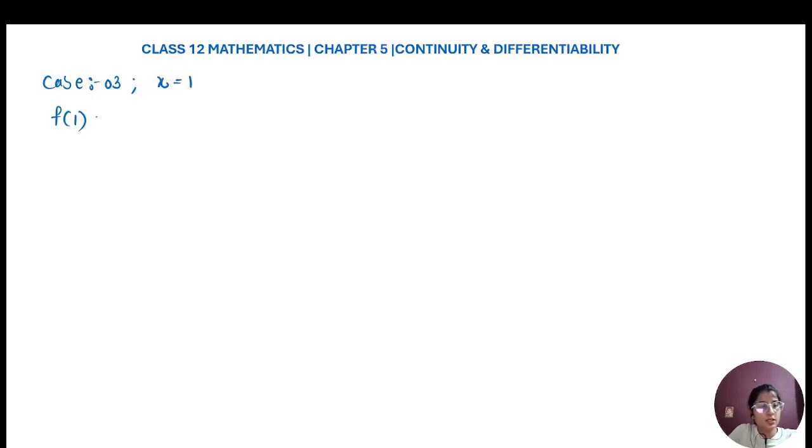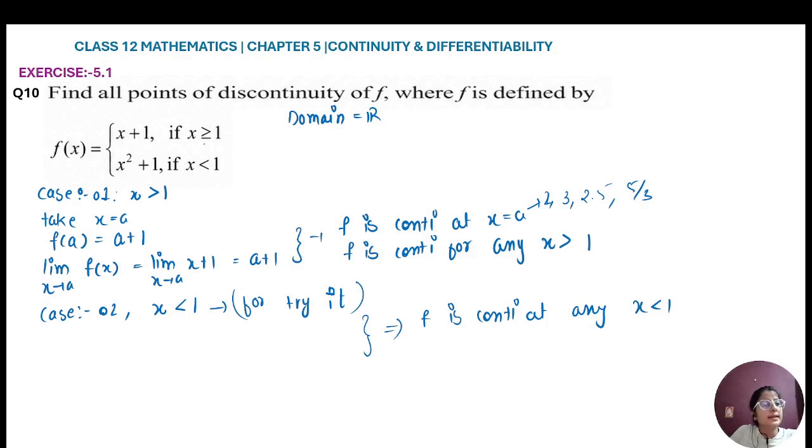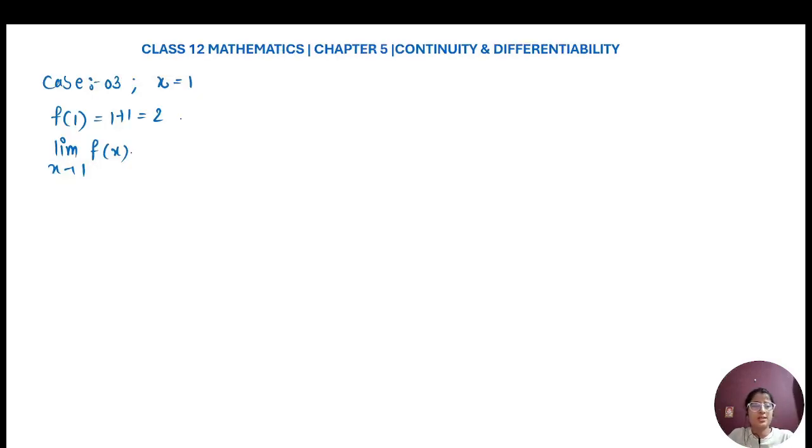So this will be 1 plus 1, which is nothing but 2. Now the limit value. We have to find the limit as x tends to 1 of f of x. As you can see, for x greater than 1 it is defined as x plus 1, and for x less than 1 it is defined as a different function. So we will find its limit by using the left hand limit and the right hand limit.